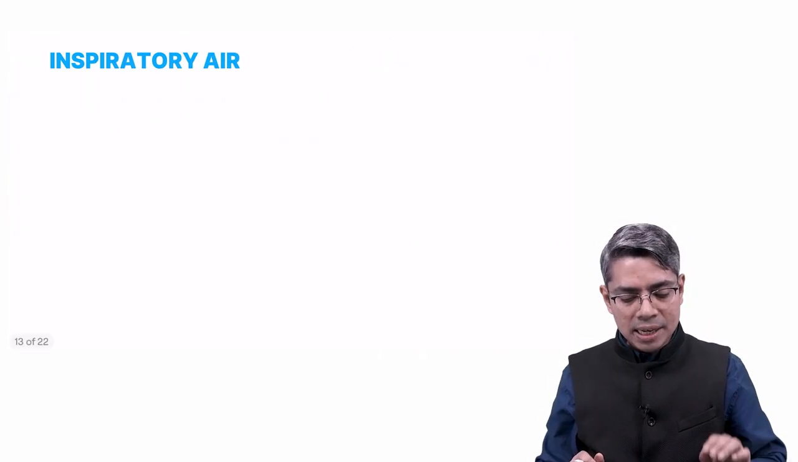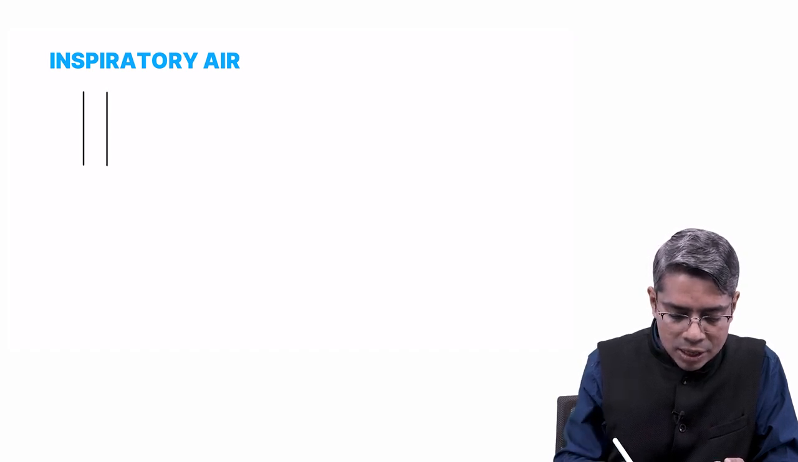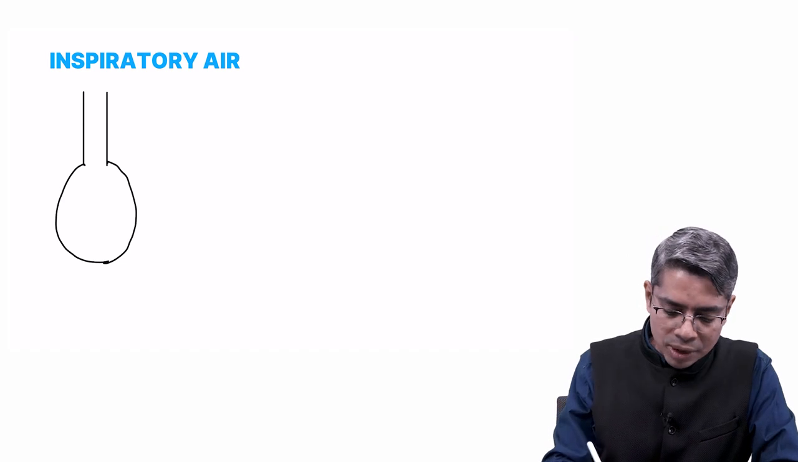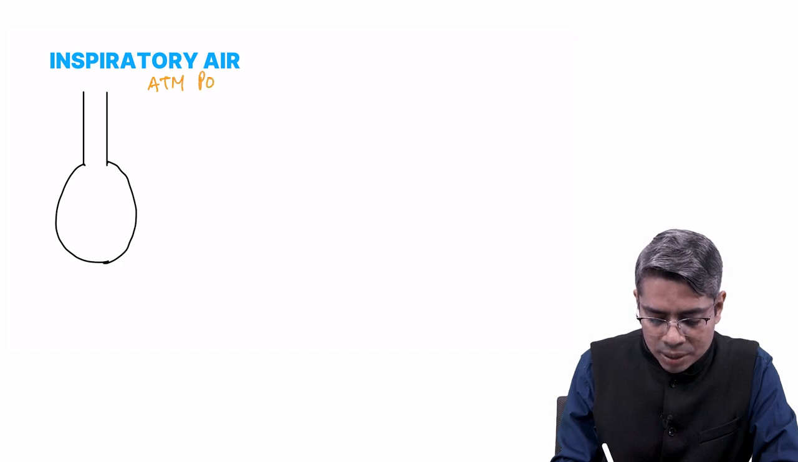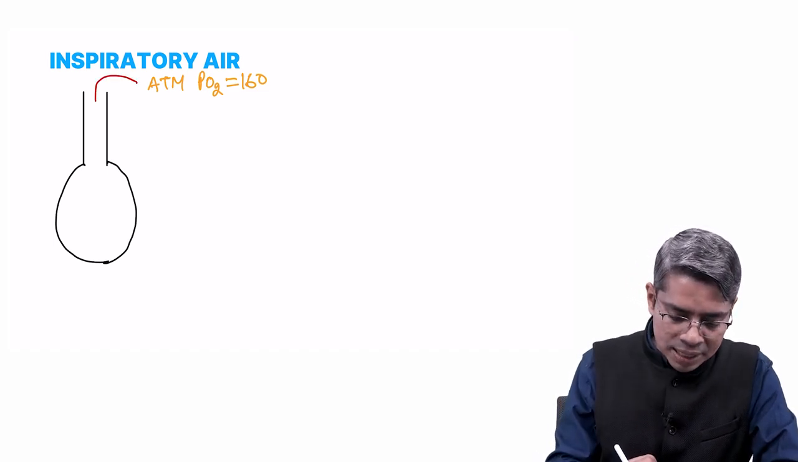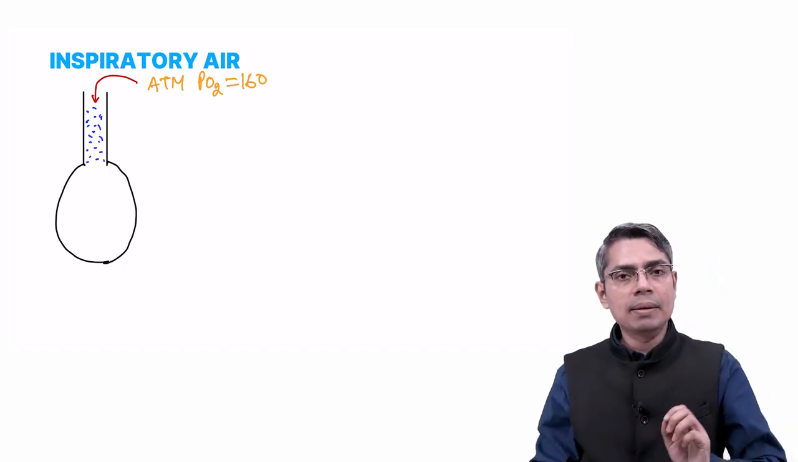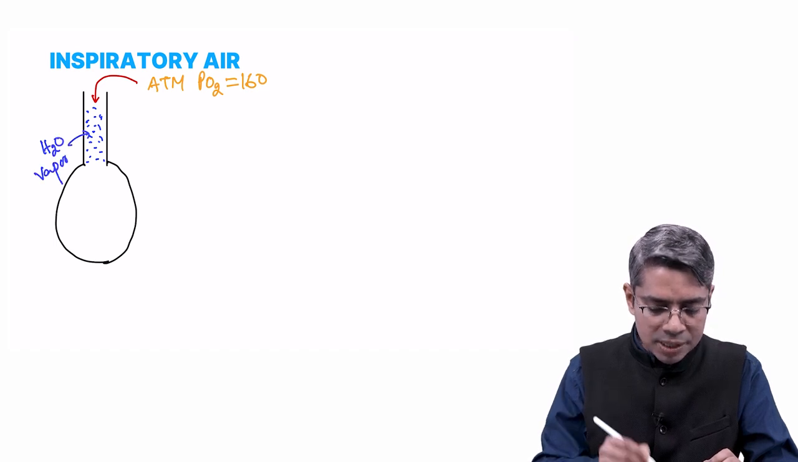Now, with this concept, we are entering the level of inspiratory air. So, what is inspiratory air? Whenever the air is entering at your conducting zone level. So, this is the structure of an alveolus. I told you earlier that at the level of the atmosphere, PO2 is 160 millimeter of mercury. Whenever the person is inhaling this oxygen, what change is going to happen at the level of this conducting zone? The water vapor is going to add up here, at the level of this conducting zone.